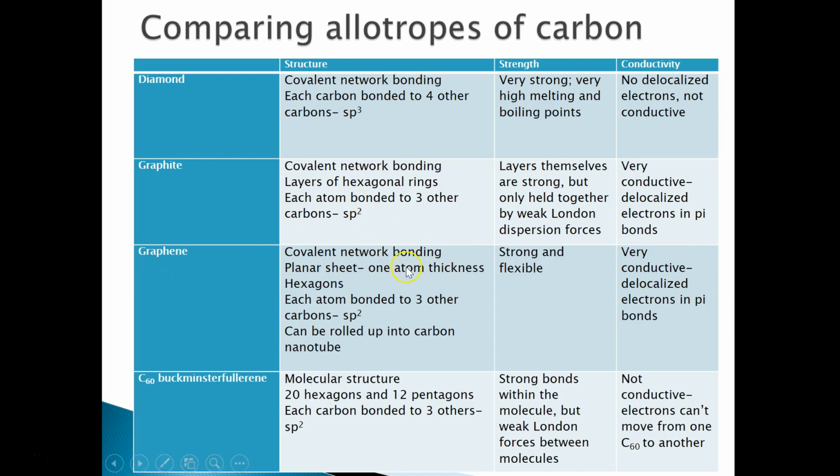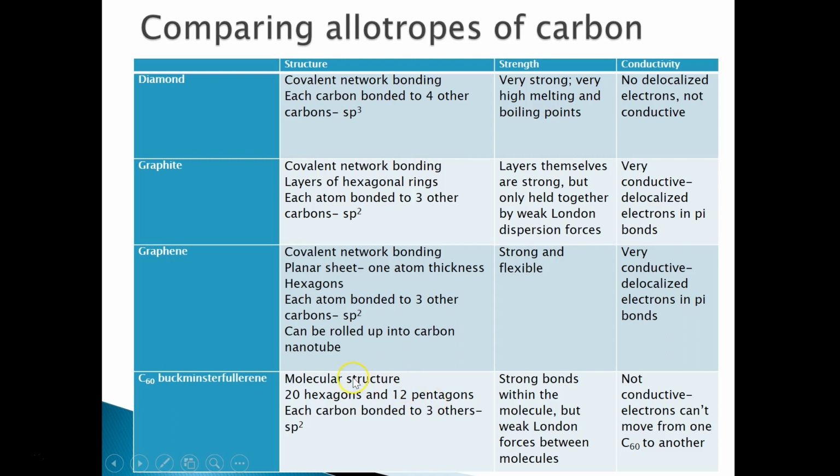And then there's graphene. Graphene is basically just one sheet of graphite. Right? And it's literally just one atom thick. Now, again, just like graphite, it's a series of hexagonal rings with each carbon atom bonded to 3 other carbons. And when we take graphene and roll it up, we produce what are known as carbon nanotubes, which are incredibly strong and flexible, and they're very conductive because of those delocalized electrons.